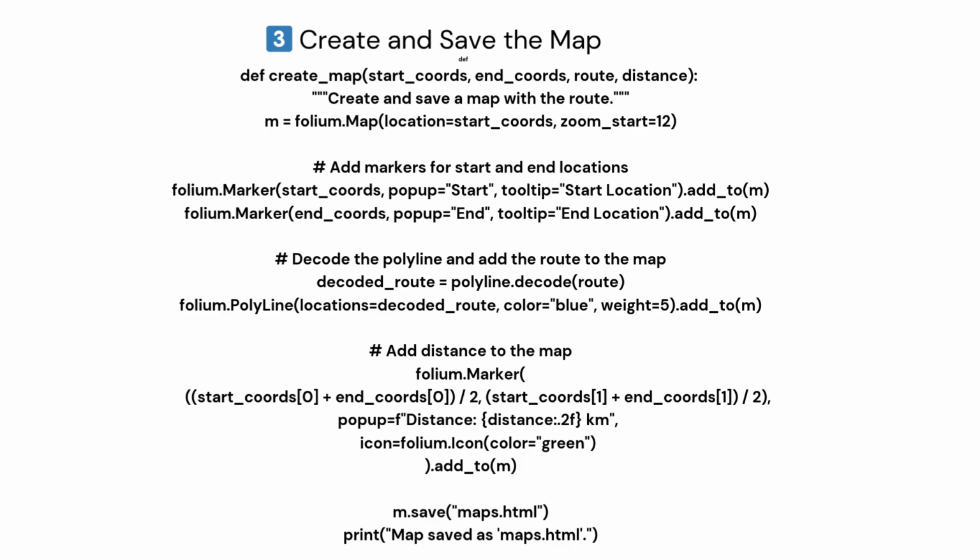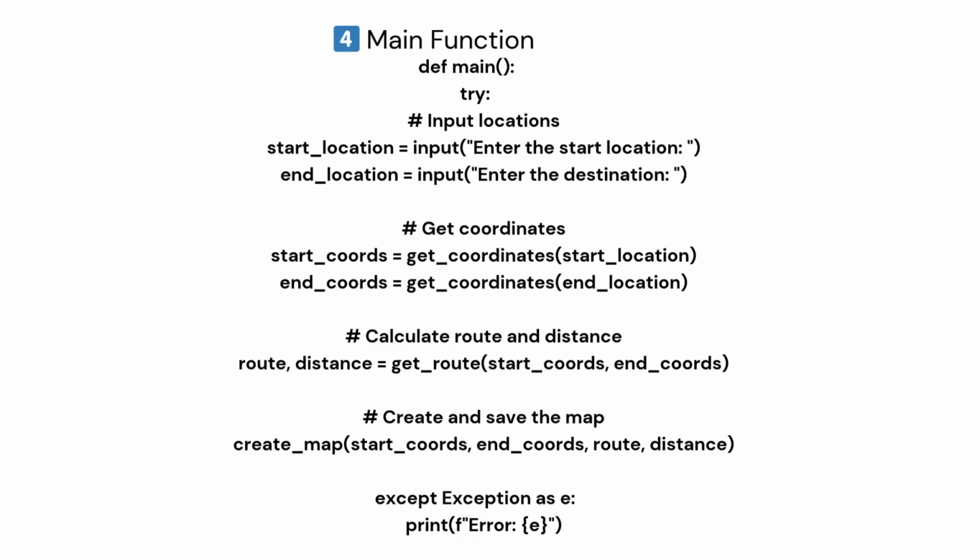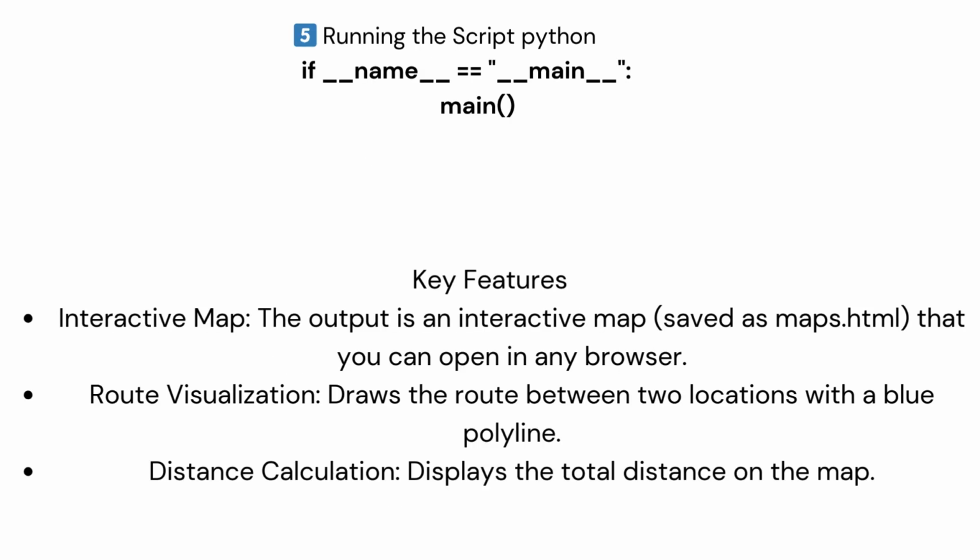Main function. def main(): try: # Input locations. start_location = input("Enter the start location: "), end_location = input("Enter the destination: "). # Get coordinates. start_coords = get_coordinates(start_location), end_coords = get_coordinates(end_location). # Calculate route and distance. route, distance = get_route(start_coords, end_coords). # Create and save the map. create_map(start_coords, end_coords, route, distance). except Exception as e: print(f"Error: {e}").